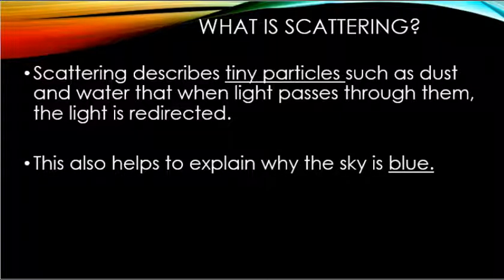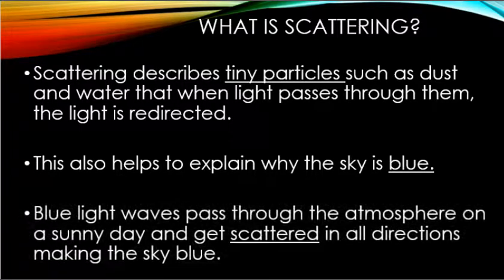It's why the sky is blue, because it scatters that blue wavelength. It scatters that little wavelength just to that perfect. When the sun is high in the sky, the angle at which it hits scatters the blue so that we see the blue. Blue light waves pass through the atmosphere on a sunny day and get scattered in all directions, making the sky blue. Why can't they be green?